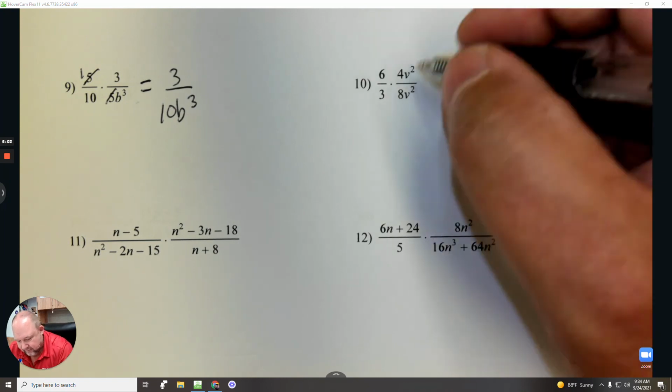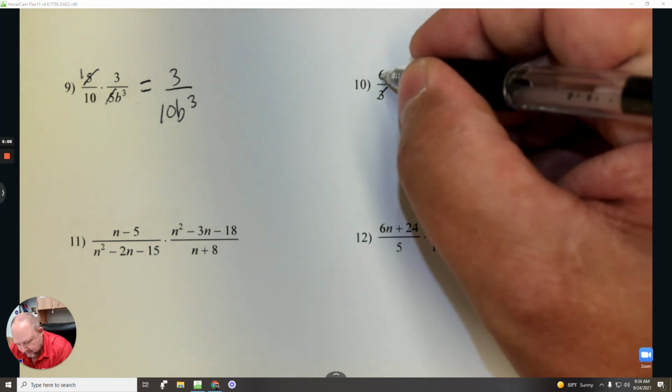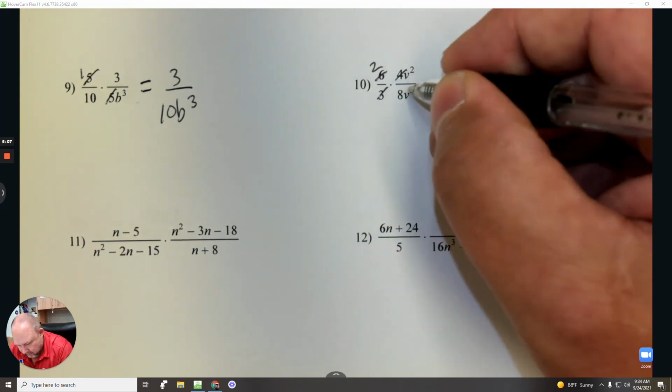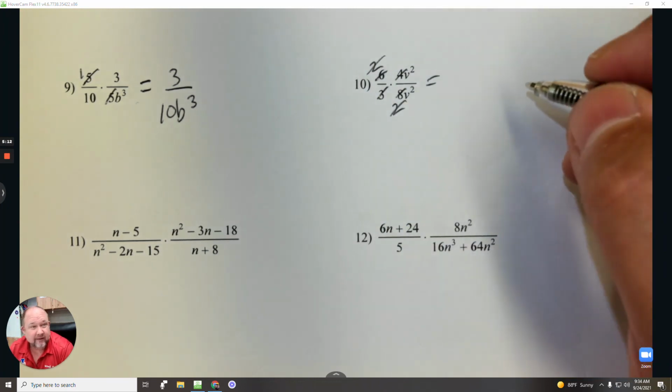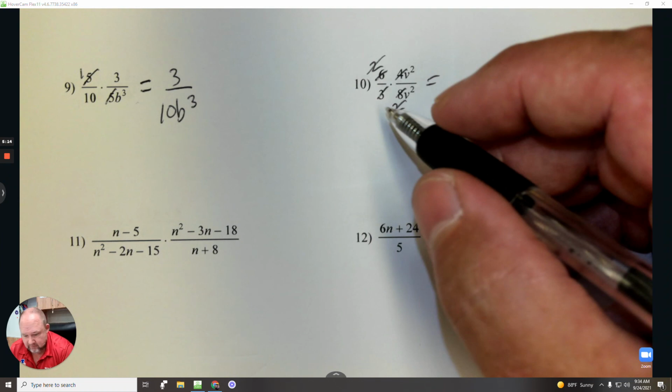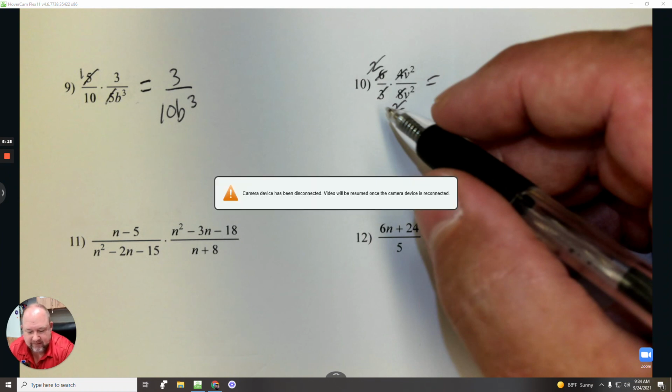So again, I'm going to simplify first. So 3 goes into 6 twice, 4 goes into 8 twice. Oh, and 2 cross out. So we just keep removing. Uh-oh, my camera went. I think you're going to see that the v squares eliminate too. And I think the answer, when everything's removed, the answer is not 0. The answer is 1. All right, let me do this.